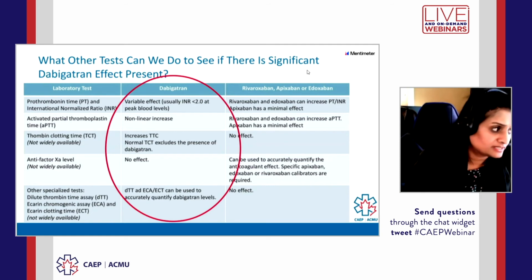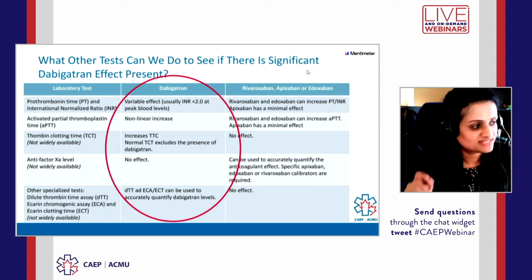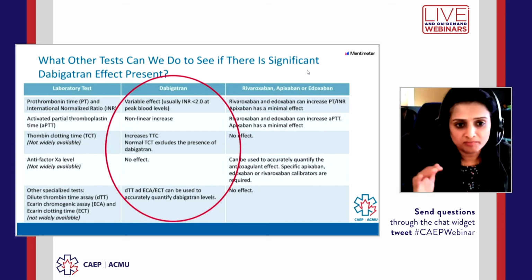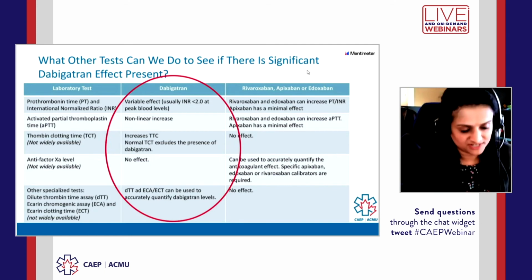What about the thrombin clotting time? This is not very widely available in all centers, but certainly available in the bigger tertiary care centers. If it is increased, it can tell you there is presence of dabigatran. A normal thrombin time does not completely exclude dabigatran, but sometimes may give you a comfort level that there are no clinically relevant levels of dabigatran. You can use it if that's what you have at your disposal. Anti-factor 10A is not going to be helpful with dabigatran because it is a direct thrombin inhibitor.